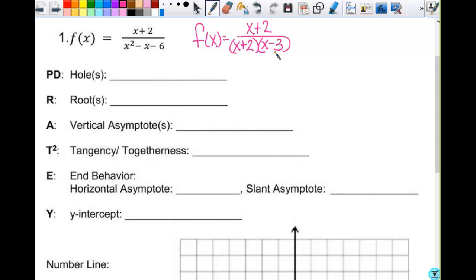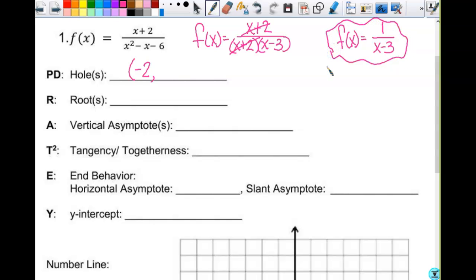All right, so does this function have a hole? Yes, because there's something I can cancel out, right? So I'm going to cancel this out. That means the x value for the hole is at negative 2. I'll figure out the y value in just a minute. My reduced function is f of x equals 1 over x minus 3. So this is now the function that I focus on.